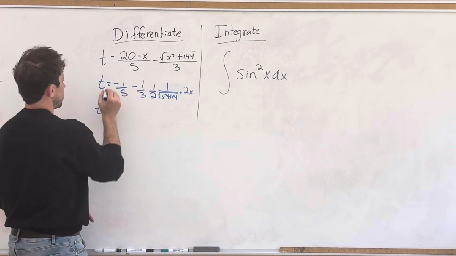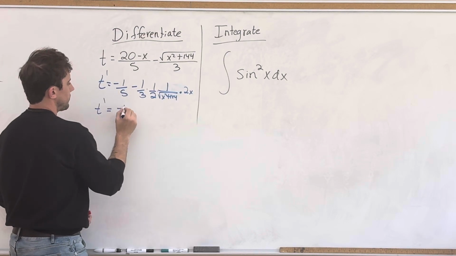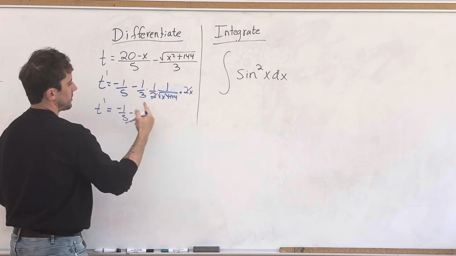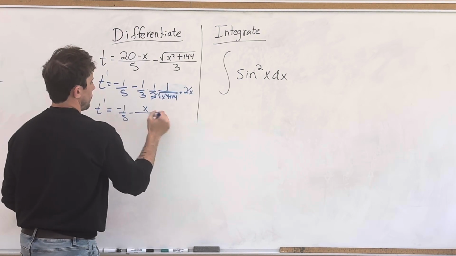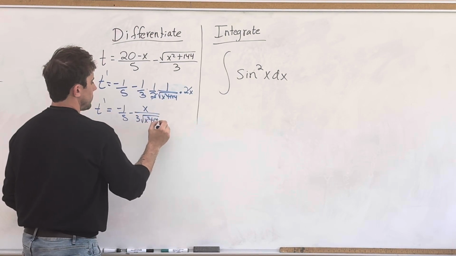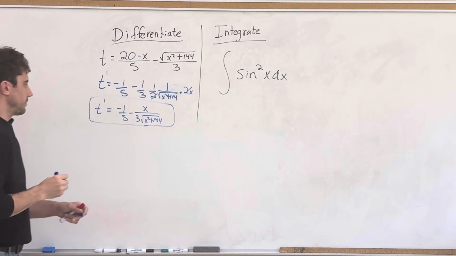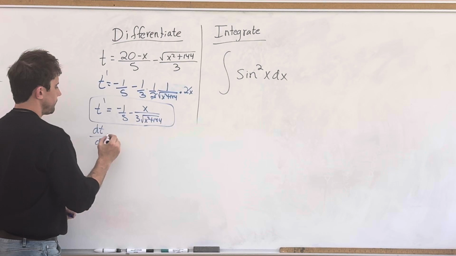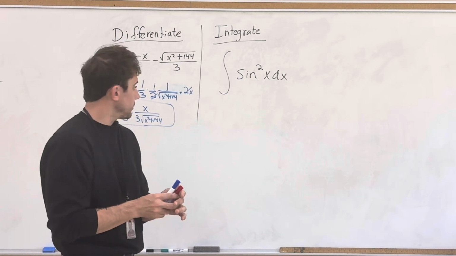And so that means that t prime is going to be negative 1/5 minus 1/6. The 2's can cancel out, so we'll have minus x on top over 3 times the square root of x squared plus 144, and that is as simple as we will have it. You can also write it as dt/dx if you'd like. Okay, just giving you some options with your notation.